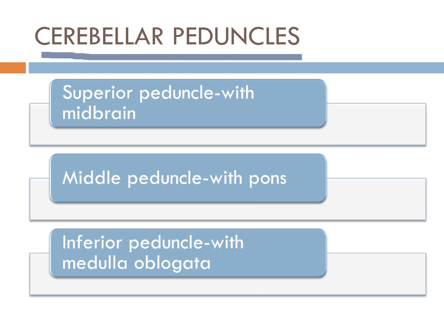Now second is the cerebellar peduncles. Cerebellar peduncles are three in number: superior, middle and inferior. Inferior connects it with the medulla oblongata, middle connects it with the pons, and superior connects it with the midbrain.